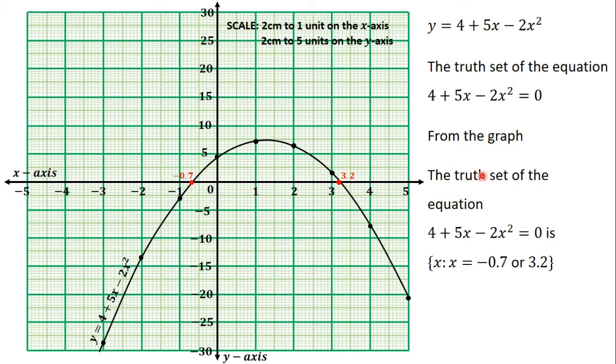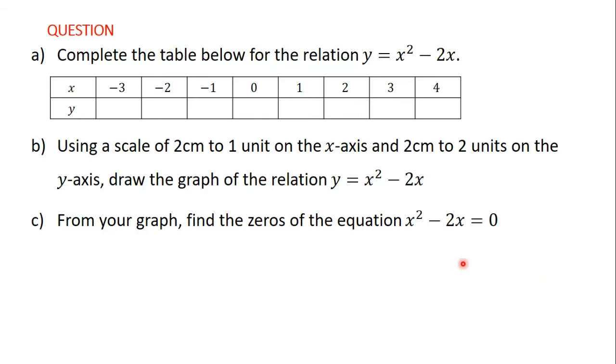So from the graph, the truth set of the equation 4 plus 5x minus 2x squared is equal to 0 is, you write it as a truth set. So we have x is such that x is equal to minus 0.7 or 3.2. Let's move on to the next question.